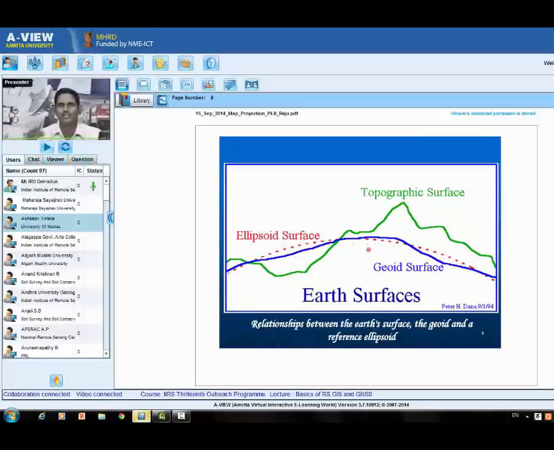One is normally where we stand, basically the topography, the topographic surface, that is represented in green color. Another is the mathematical surface, that is the ellipsoidal surface, the red dotted line. And then the geoid surface, it is the equipotential surface, basically following the water flow line. So these are the three surfaces we use for further calculations or as a reference for finding out the height of different places, etc.